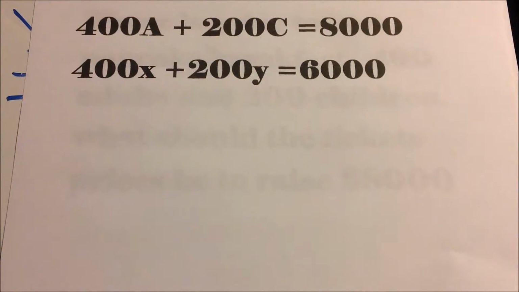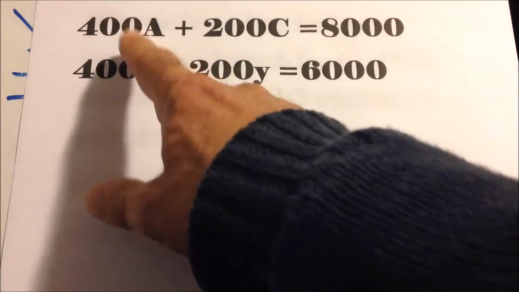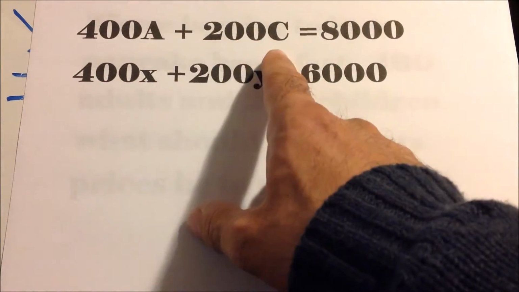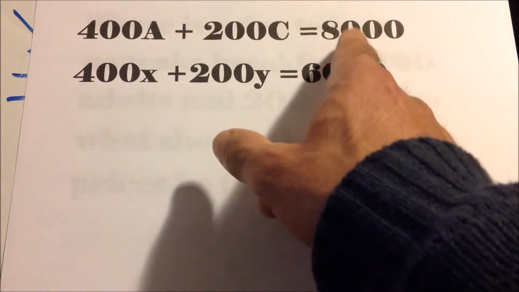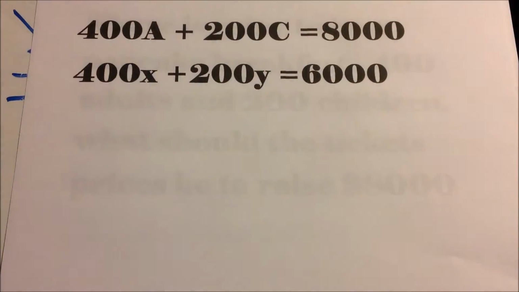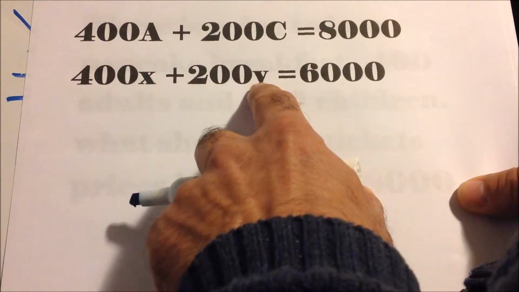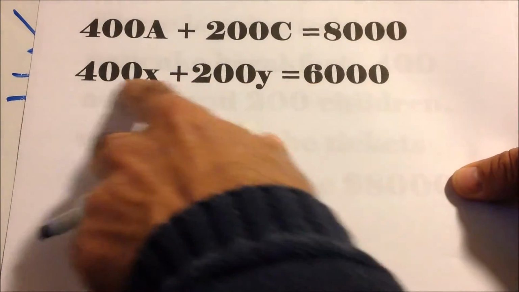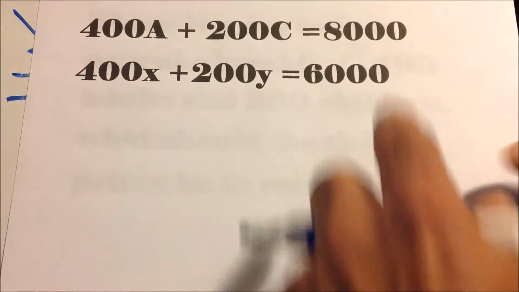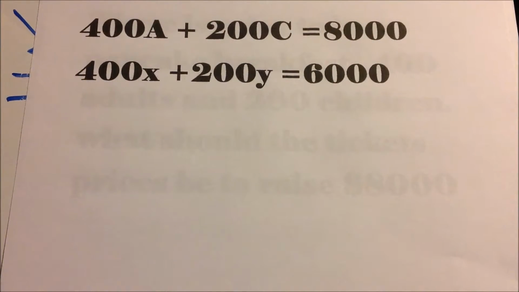We can say, 400 adults, 200 children, that's why we have A and C, and we want to make 8,000. So we can have 400x for adults and y for children. So here we have it in standard form. Now we can put it in slope-intercept form. So see if we can do that.